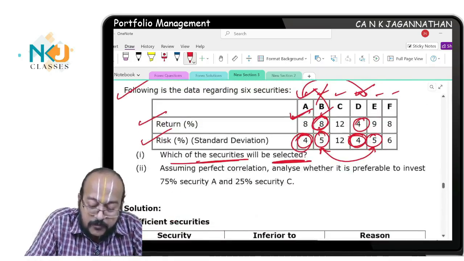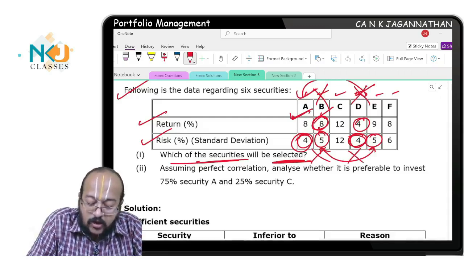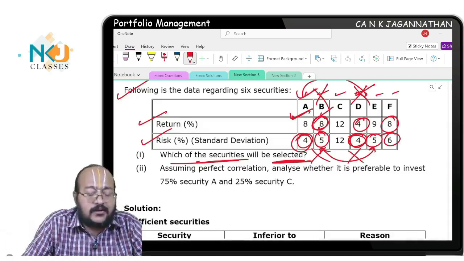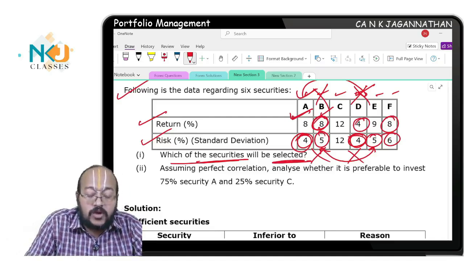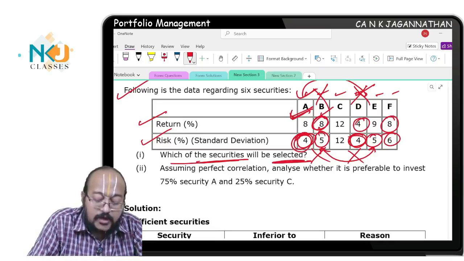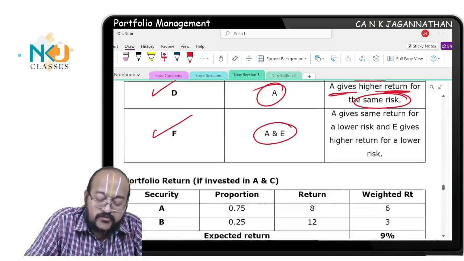Then come to F. What happened? Then D is also inferior. So, B gone, D gone. Come to F, what happens? F is giving me 8% return for 6% risk, whereby I can earn 8% by taking only 4% risk from security A, portfolio A, which means F is inferior to A as well as E also.